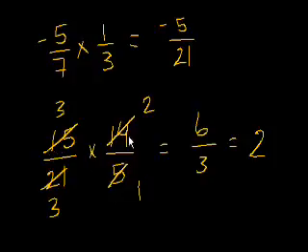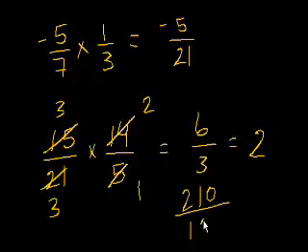If we had multiplied 15 times 14, that would have been 210, I think. Yeah, 15 times 14 is 210. And 21 times 5 would have been 105, and in this case it's kind of obvious that 210 is 2 times 105, and you've gotten 2 as well.